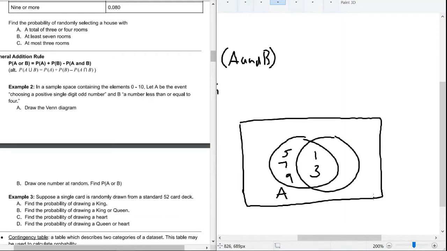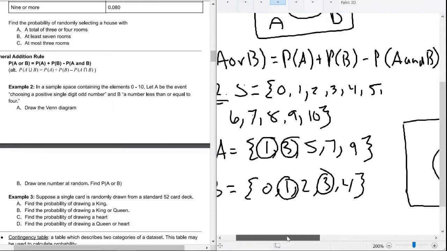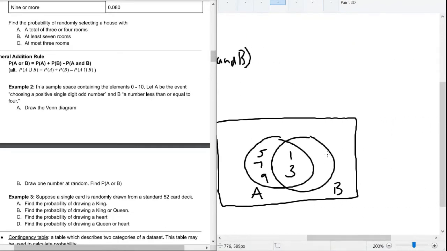Suppose this is event B. Event B has to have 0, 1, 2, 3, 4. So this entire circle, keep in mind, is going to be event B. The entire circle is B and already has 1, 3. It still needs 0, 2, 4.